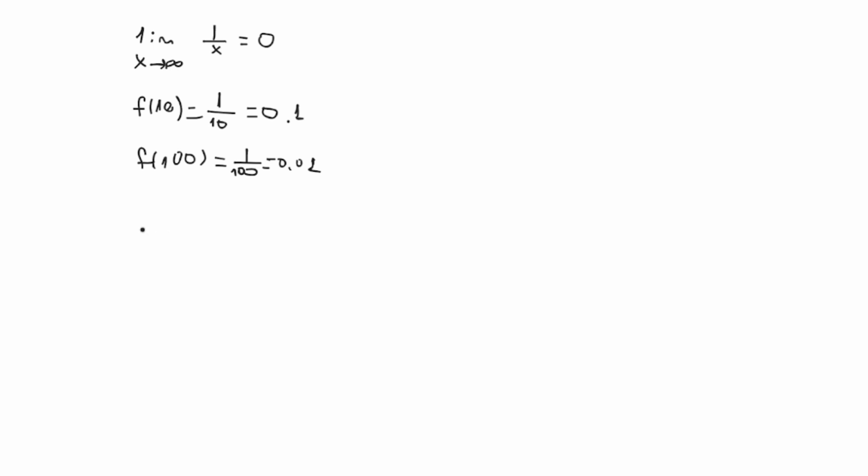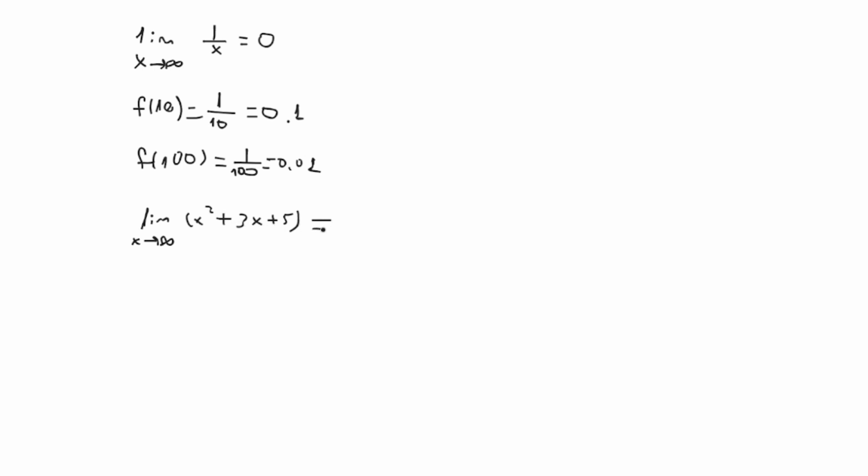Now let's take a look at some polynomial functions. Let's say the limit as x approaches infinity of x squared plus 3x plus 5. When we are dealing with limits where x is approaching infinity and we have polynomial functions, we must remember that the highest power of x dominates, meaning that f(x) behaves like x squared in this case.